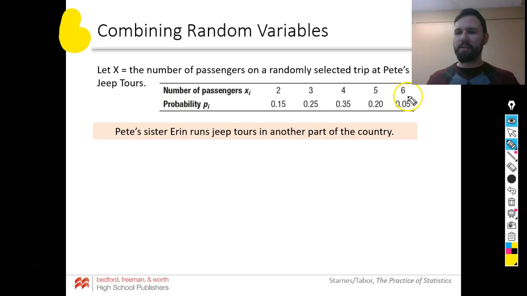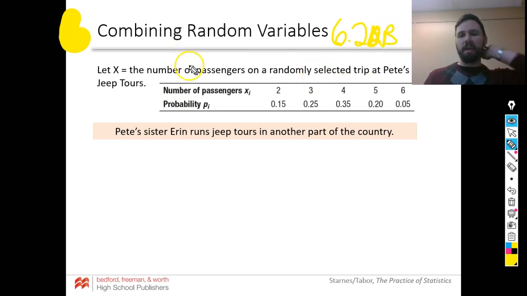Alright guys, welcome to 6.2a. We are going to be looking at combining random variables. Or, this isn't 6.2a, it's 6.2b. Alright, we're going to be looking at combining random variables. In 6.2a, we looked at manipulating our data by adding, subtracting, multiplying, dividing constants. Today we're going to look at combining two different sets of data.